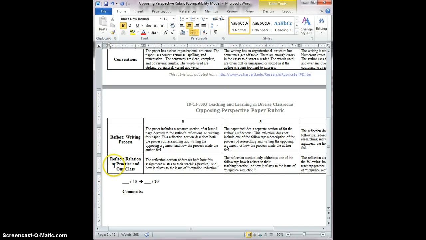Additionally, your reflection should address how this assignment, that is, the idea and/or the practice of it, relates to your professional/teaching practice, as well as how it relates to the module issue of prejudice reduction. Remember, your reflection should be at least one page, but you may need more.